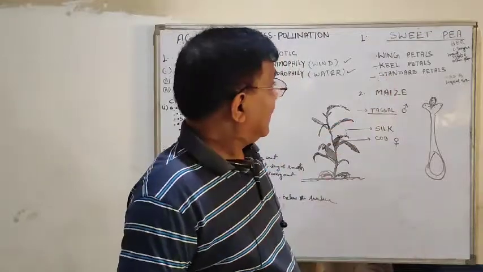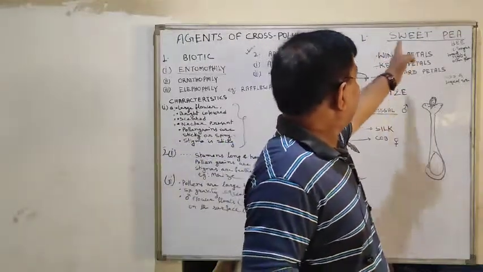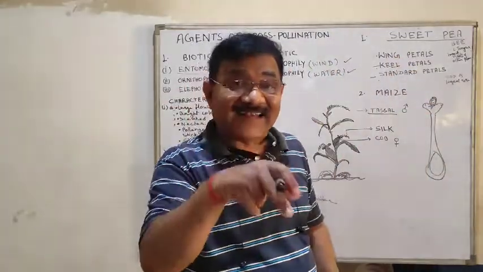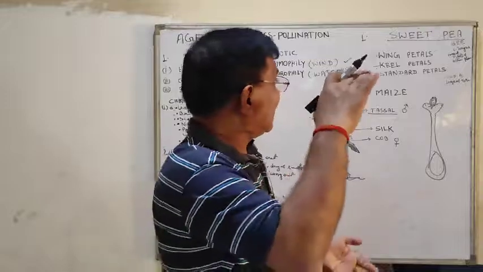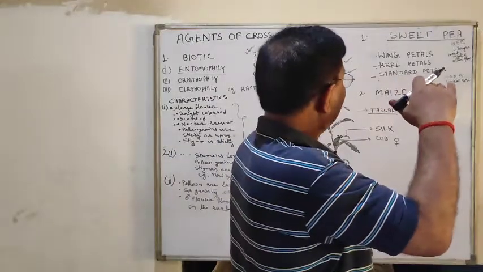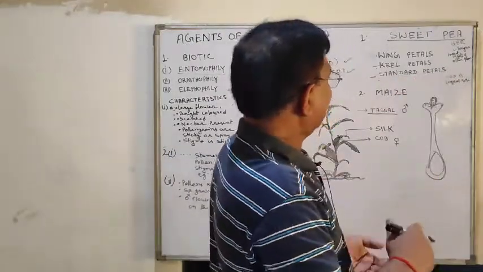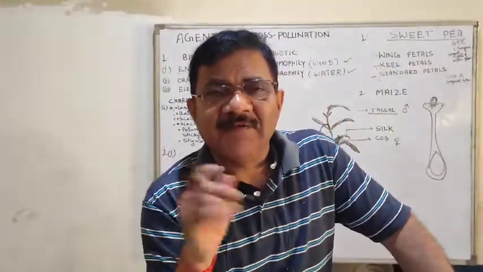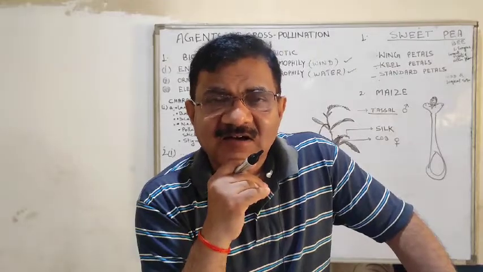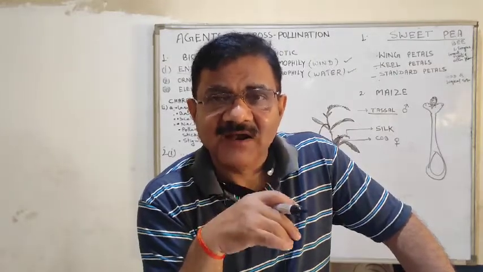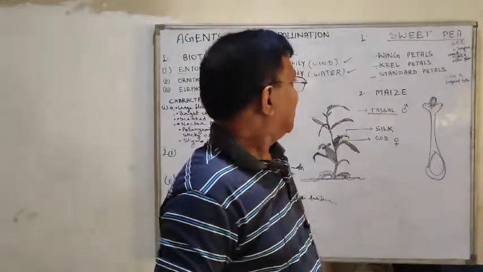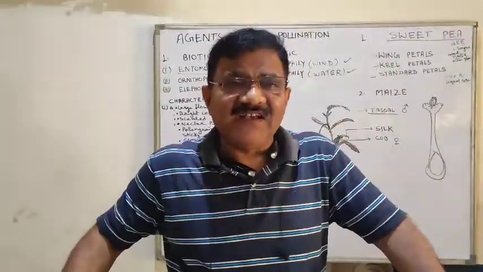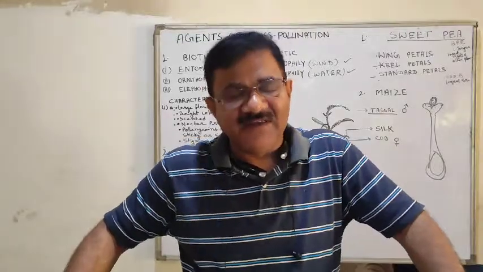And when the bee sits on the wing petal and puts out its long tongue to search for nectar, the wing petal is depressed and pollen grain may fall on the stigma and pollination will take place. So it was one example where pollination takes place with the help of insects.